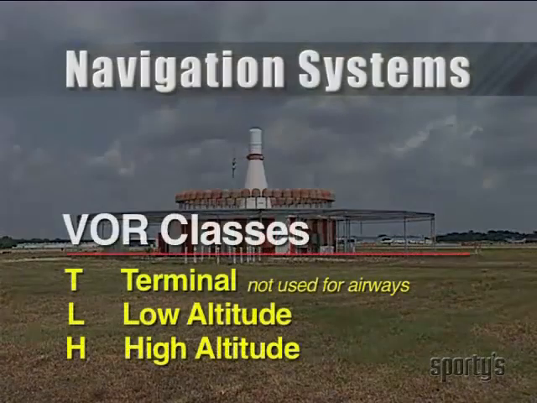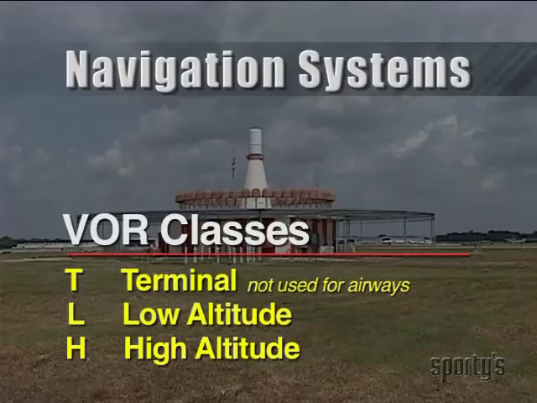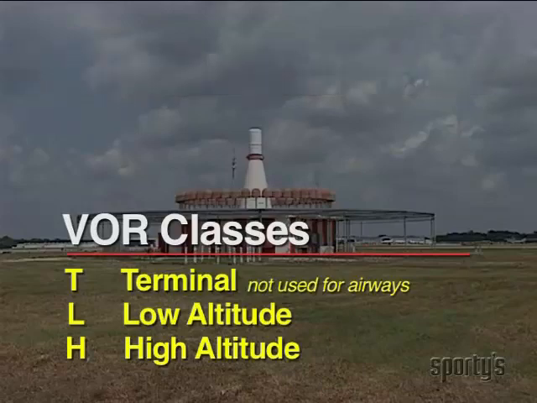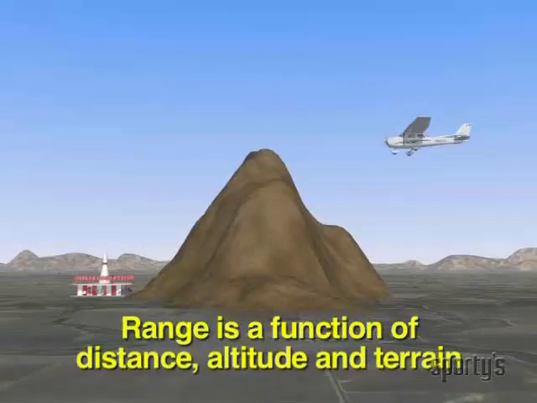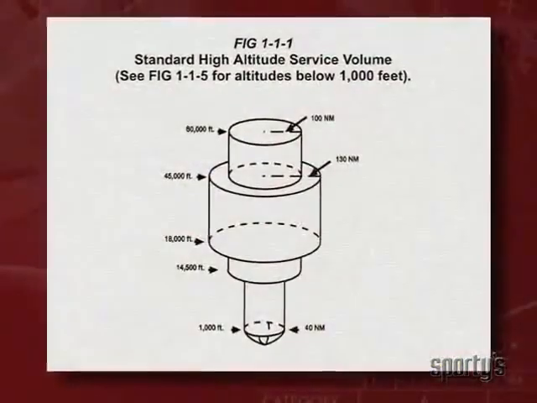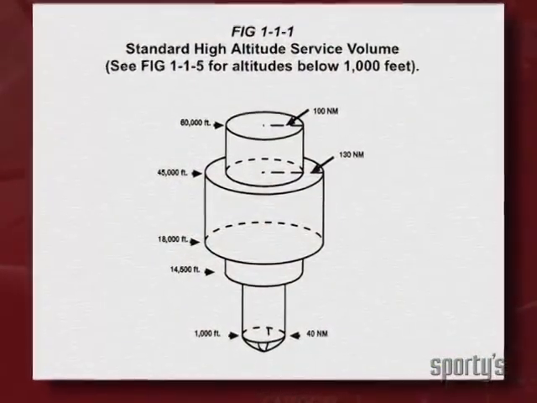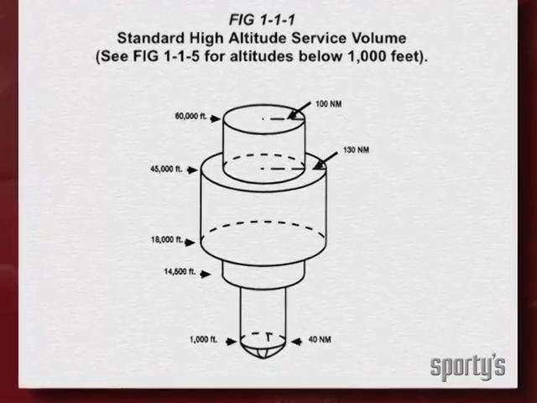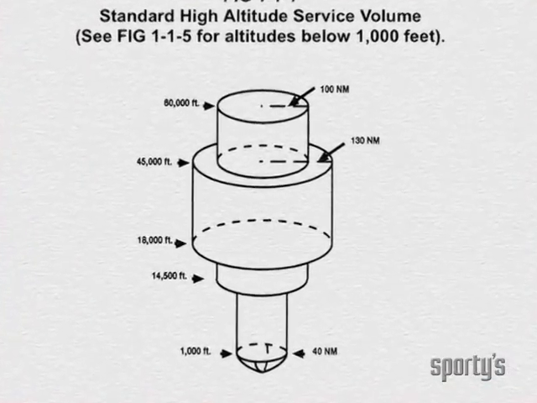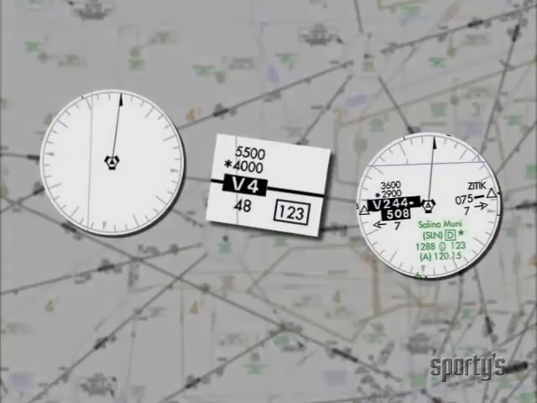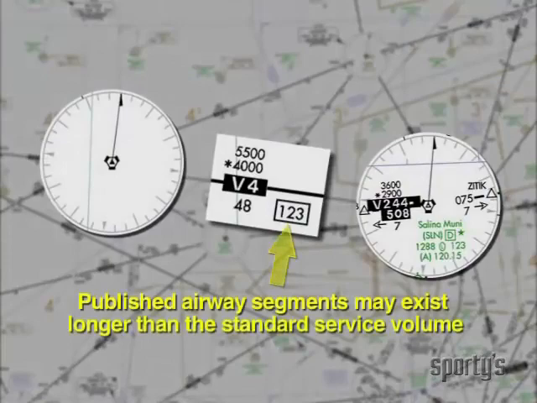VORs used for airways have approximately the same power output, but they are classed as low and high VORs. The usable range depends on aircraft altitude, class of VOR, terrain conditions, and other factors. The FAA provides a standard service volume range for each class of VOR. The standard service volume is a planning range for flights between VORs when not flying on a published airway. Published routes may have segments beyond the standard service volume for a VOR, but these will have been flight checked and approved by the FAA.